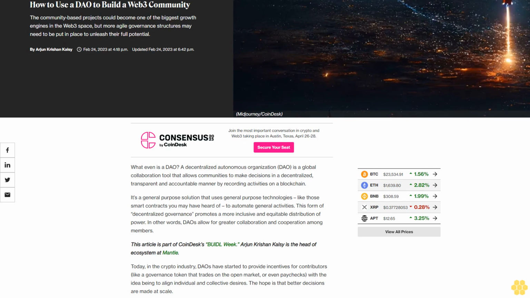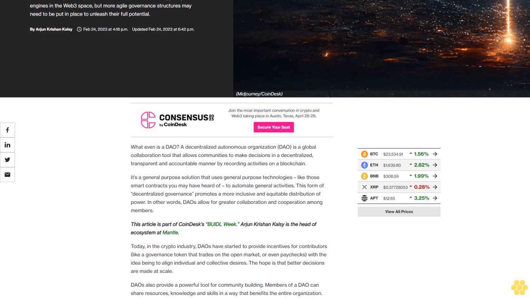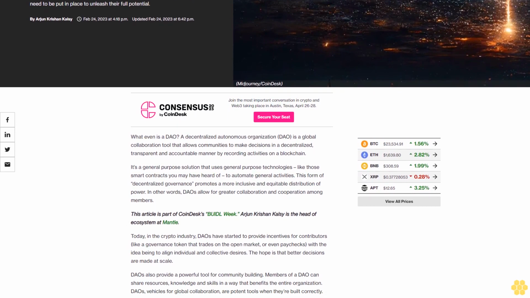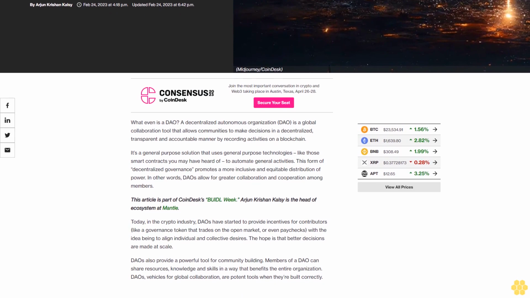How to use a DAO to build a Web3 community. Community-based projects could become one of the biggest growth engines in the Web3 space, but more agile governance structures may need to be put in place to unleash their full potential. What even is a DAO?